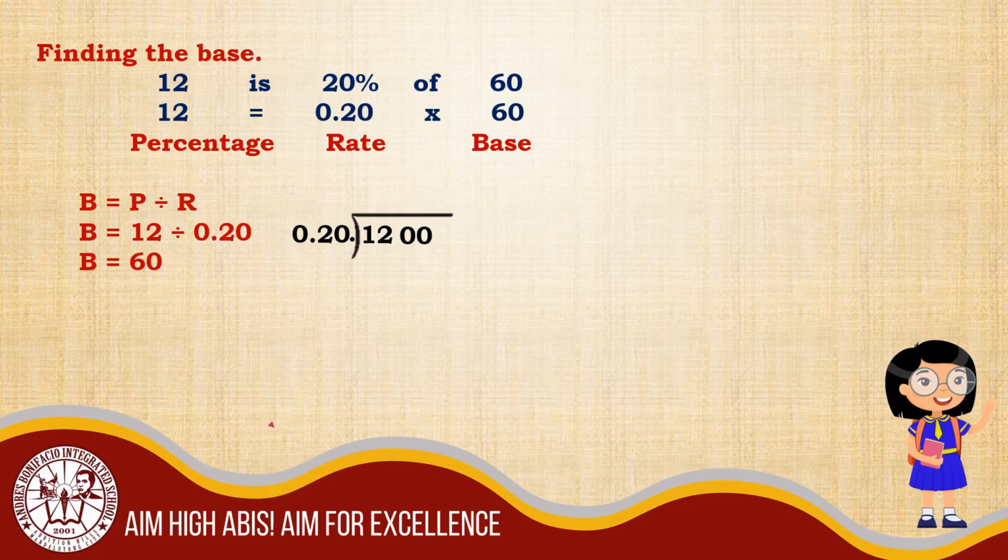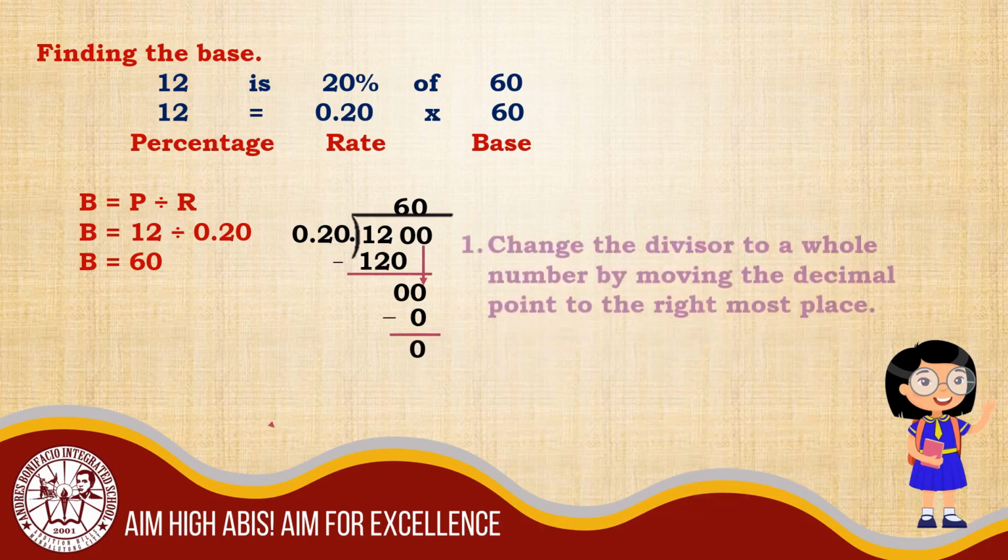120 divided by 20 is 6. 6 times 20 is 120. 120 minus 120 is 0. Bring down 0. 0 divided by 20 is 0. 0 times 20 is 0. Then subtract. 0 minus 0 is 0.